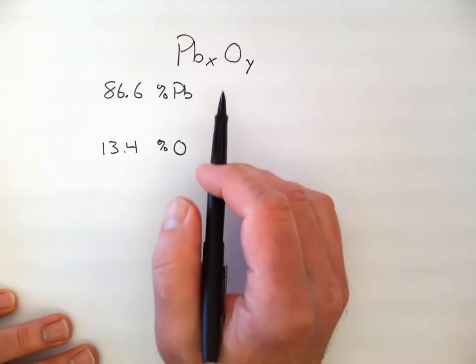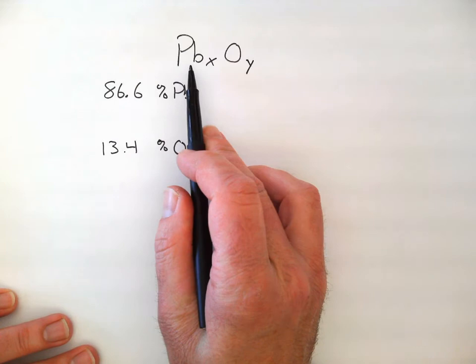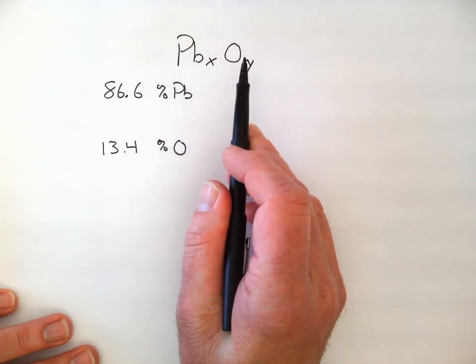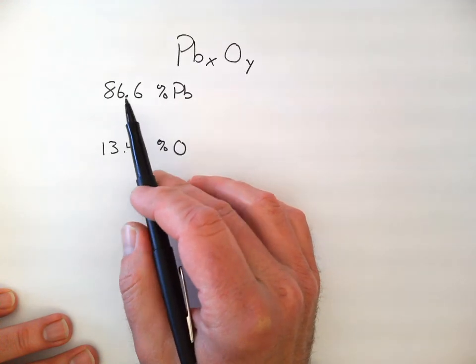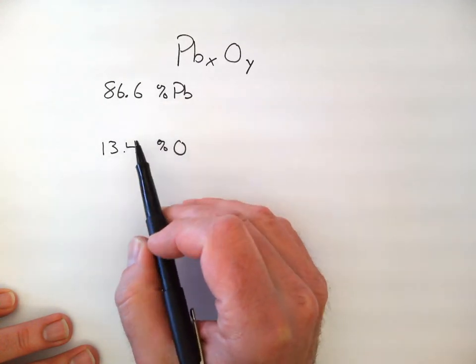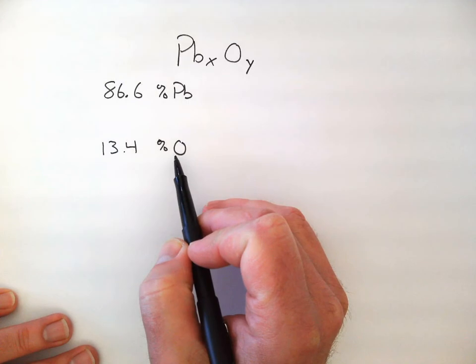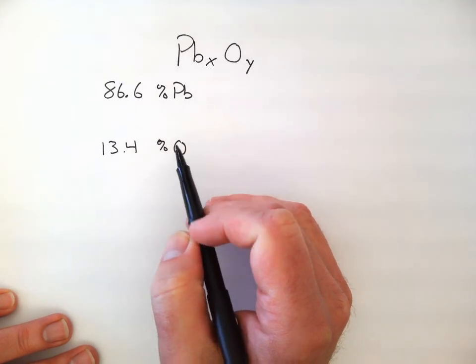Today I'm going to be calculating the empirical formula of a compound that contains lead and oxygen. And I know that this compound is 86.6% lead and 13.4% oxygen. Let's start by answering a couple of questions.